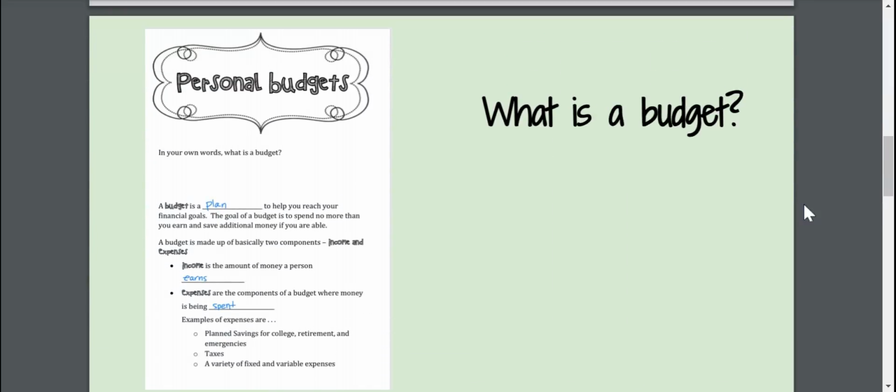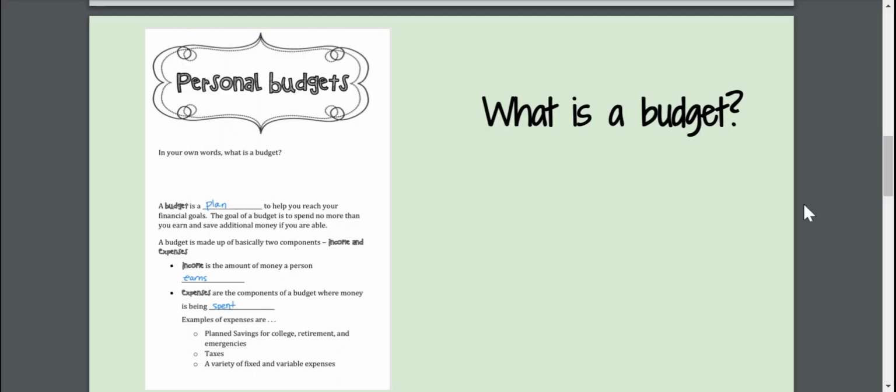The first thing we're going to look at today is what is a budget? A budget is kind of like a plan to help you spend to reach your financial goals and to help you spend no more than you earn and save if you're able to. A budget's got basically two parts, income and expenses. Income is the amount of money a person earns. Expenses are the components of a budget where money is being spent.